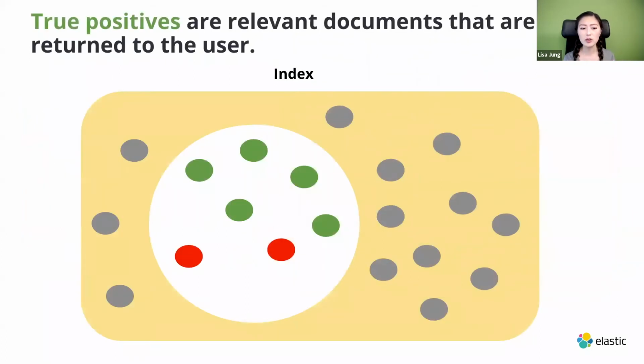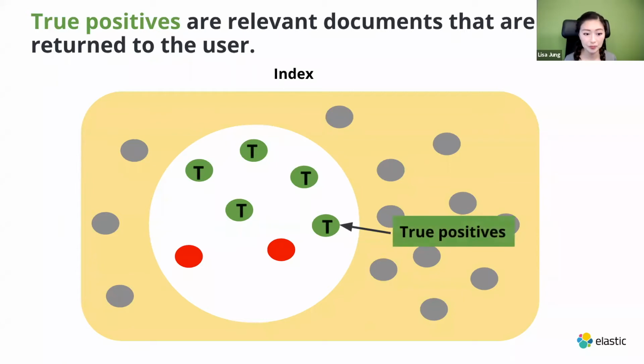When you send a search query to Elasticsearch, it retrieves documents that it considers relevant to the query. These are the dots inside the white circle, and these are documents that Elasticsearch sends back as a response. Some of these retrieved documents are what you expect to see in your response, and these are known as true positives.